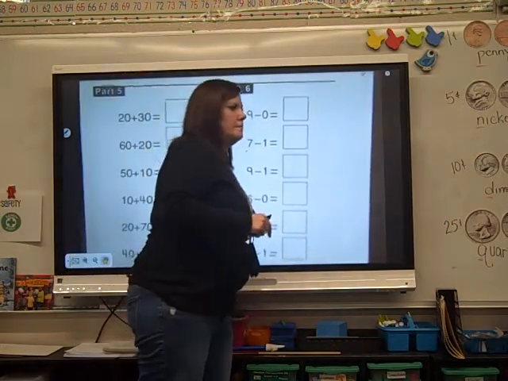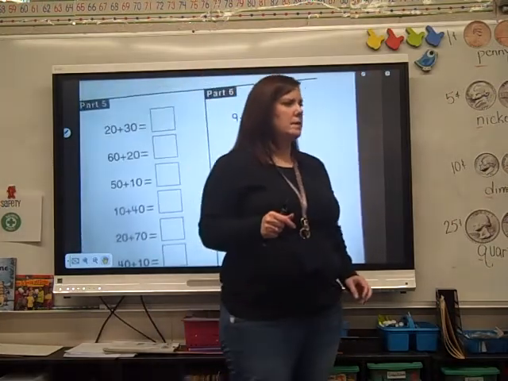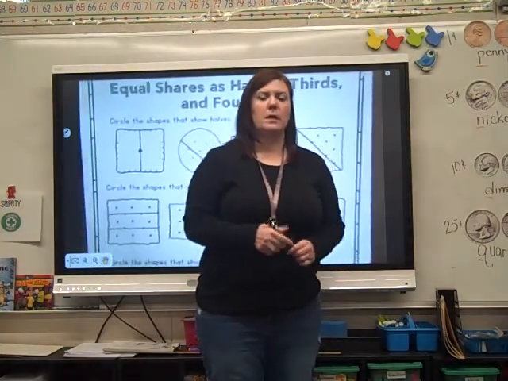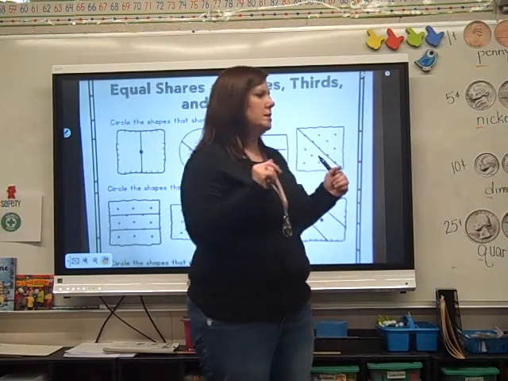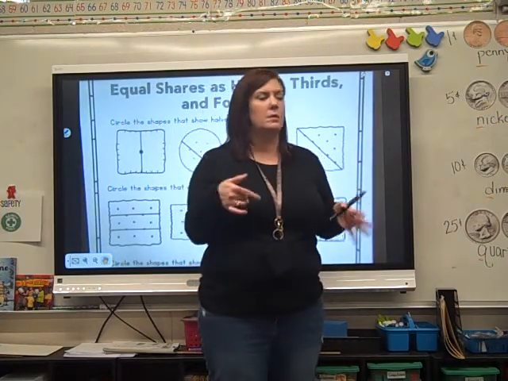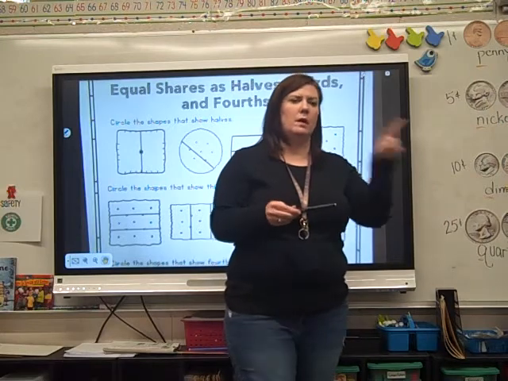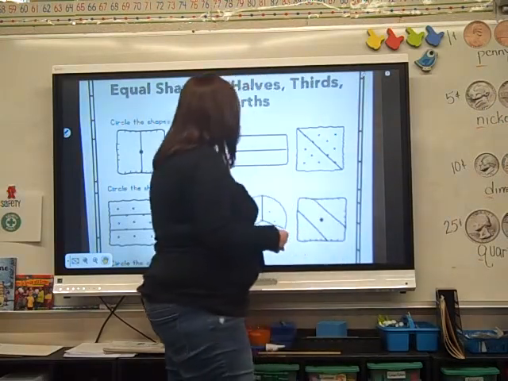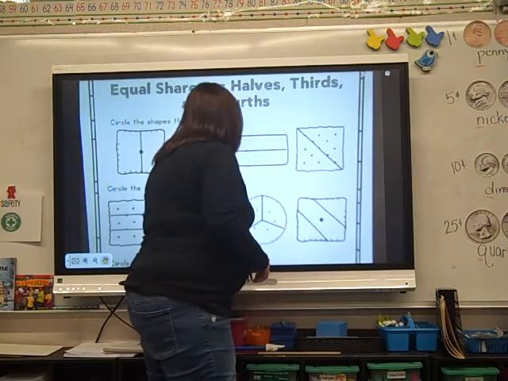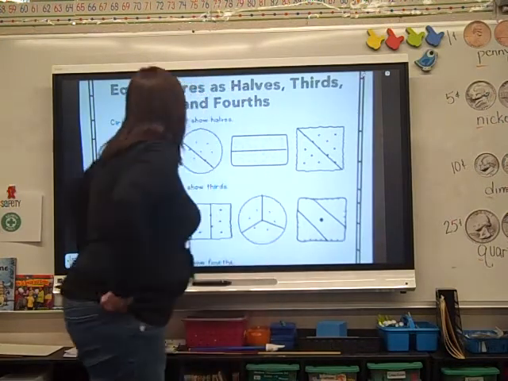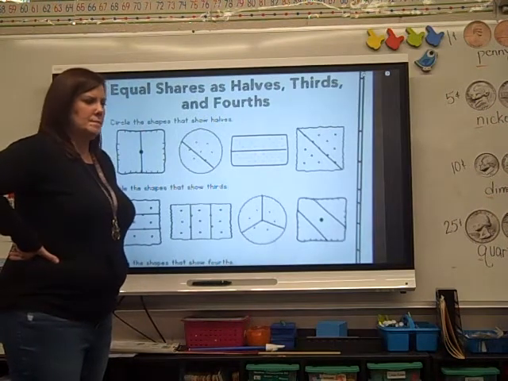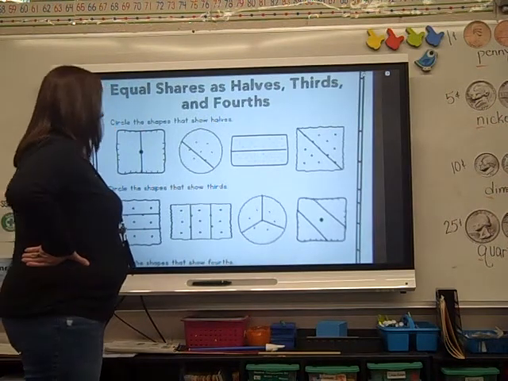What's our next sheet? I think is still on shapes. Okay. All right. So once you've got your subtraction done, or you can wait till the end. It's up to you. But then we're gonna do our next page. All right. So when you're ready.